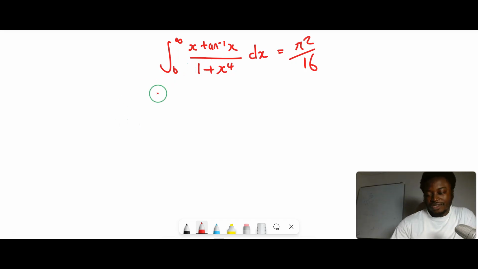Today in this video we're going to try to evaluate this beautiful integral right here. It says this is the integral from 0 to infinity of x times tan inverse of x divided by 1 plus x to the fourth dx.